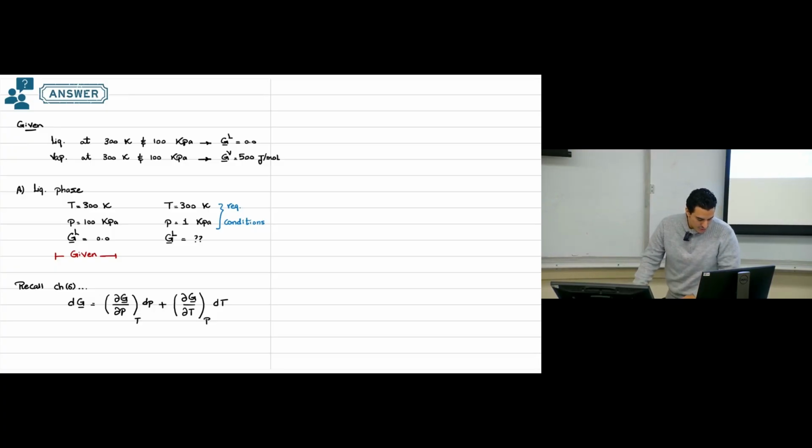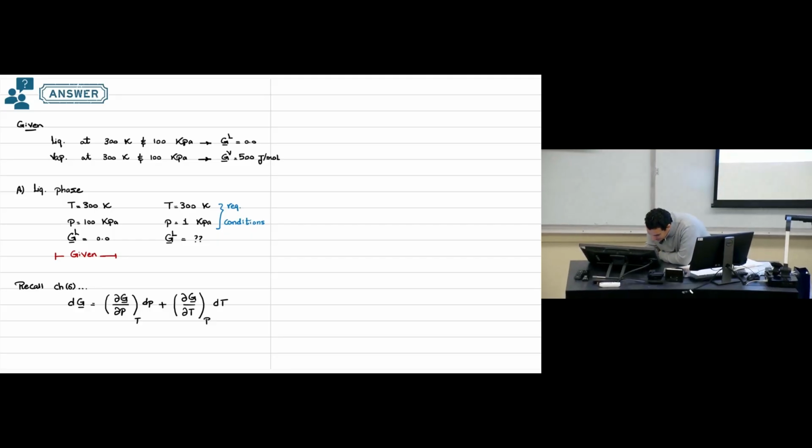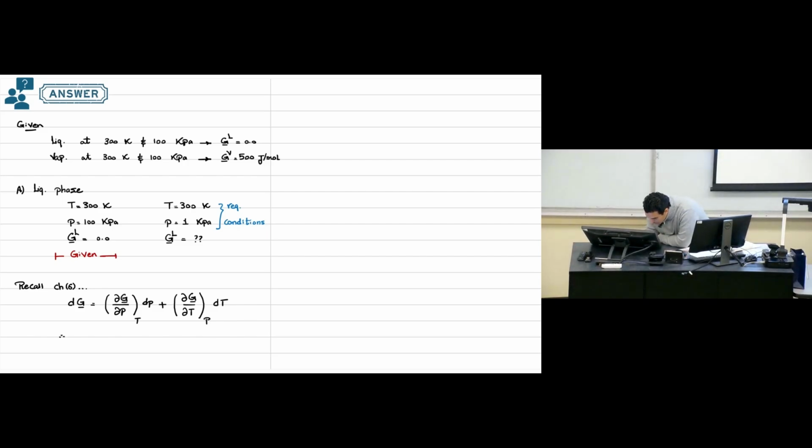Okay. So again, if we use the fundamental property relations, Maxwell relations, all the stuff we did in the previous chapter, then we can say dG is V dP minus S dT.